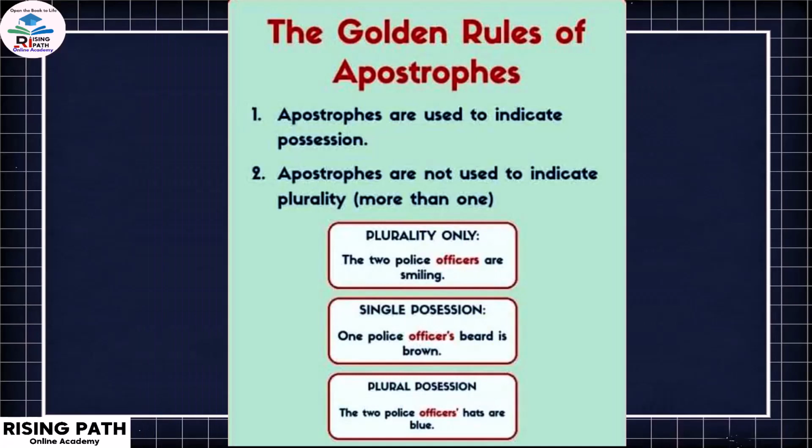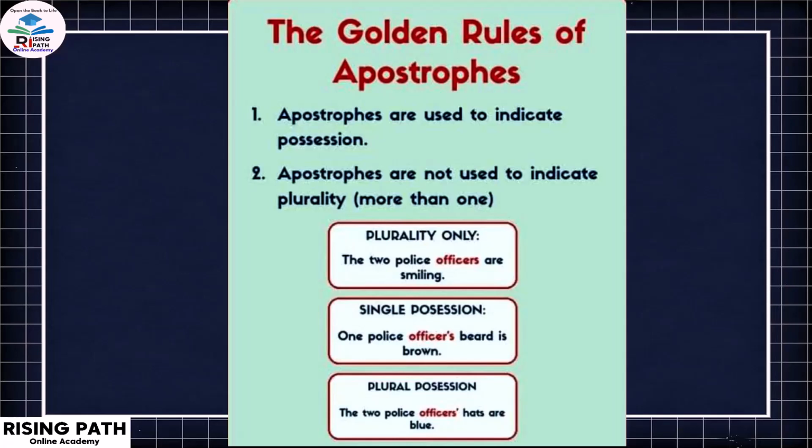Then on this chart we have the golden rules of apostrophes. This is very important because some students are making mistakes. We are writing the apostrophe with plural words. So apostrophes are used to indicate possession. Apostrophes are not used to indicate plurality, that is more than one. For example, number one is: the two police officers are smiling. So officers is a plural word. It is not showing any possession, so there isn't going to be any apostrophe. So avoid this mistake in future.